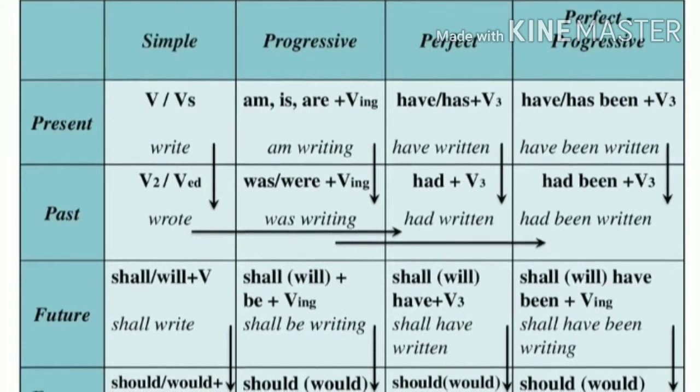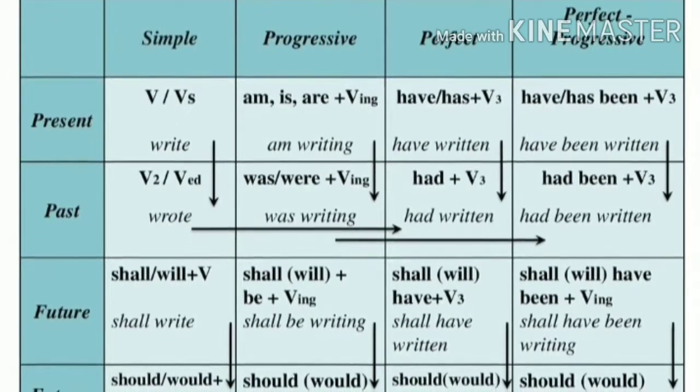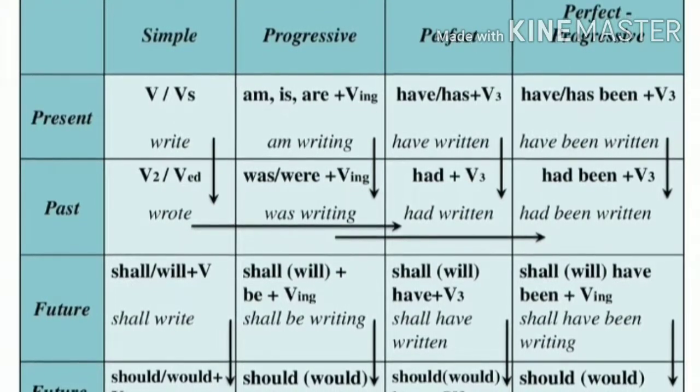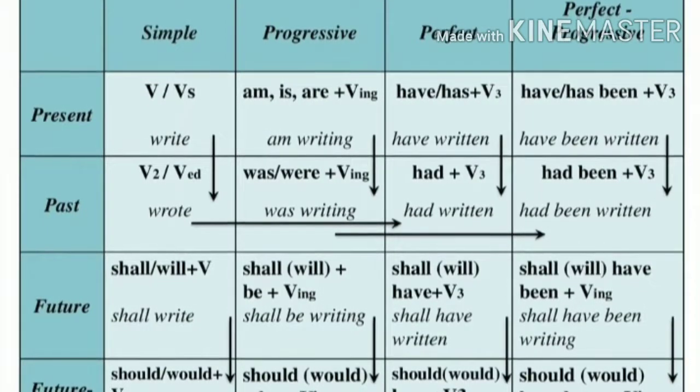Alright. Your present perfect will change to past perfect. See the structure of present perfect tense: have/has plus verb third form. See the example, have written. So it will become had written. The structure is had plus verb third form.